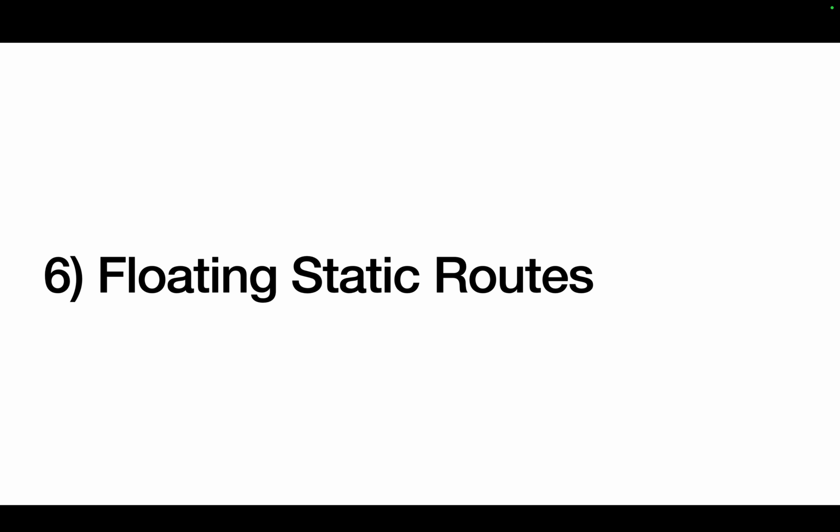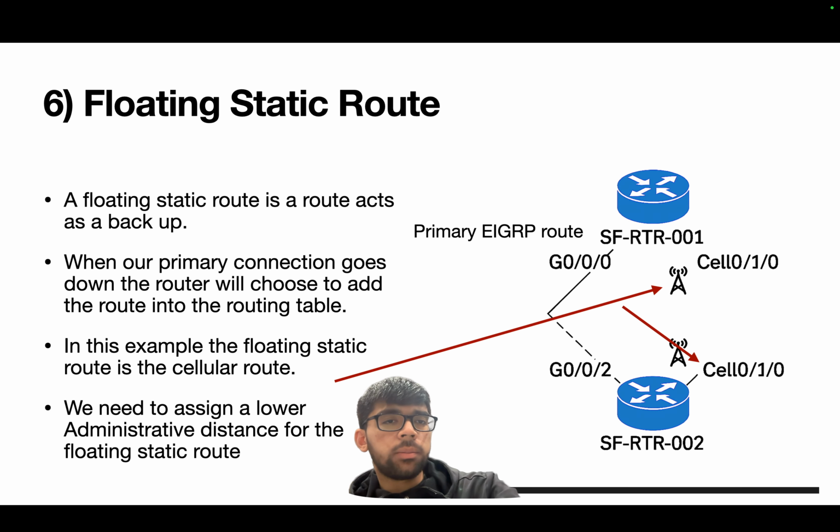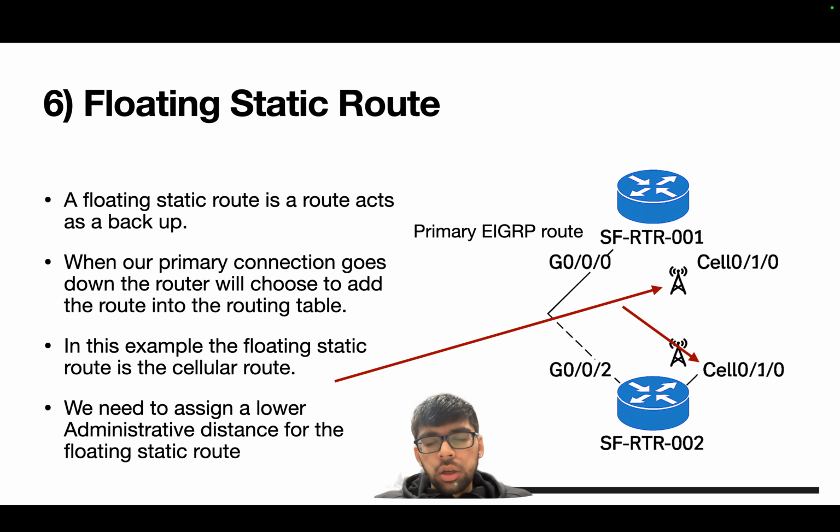Now, let's talk about floating static routes. A floating static route basically acts as a backup, in case your primary route fails. Here we've got two routers in San Francisco, SF router 1 and SF router 2. The primary link is here. This is an EIGRP route. This gigabit Ethernet 0/0/0 interface is connected to this gigabit Ethernet 0/0/2 interface, so we're taking this route.